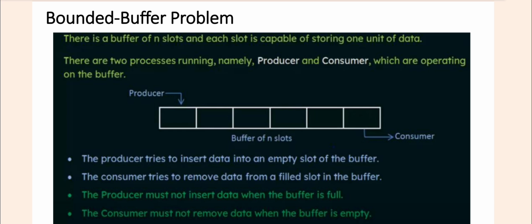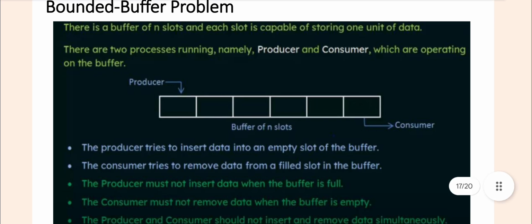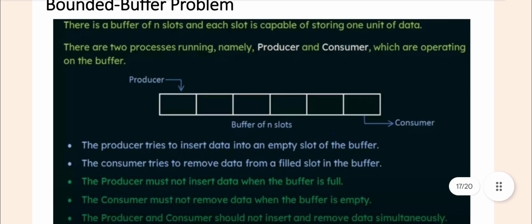There is a buffer of n slots. Each slot is capable of storing one unit of data. There are two processes running, namely producer and consumer, which operate on the buffer. The producer tries to insert data into an empty slot of the buffer. The consumer tries to remove data from a filled slot in the buffer.